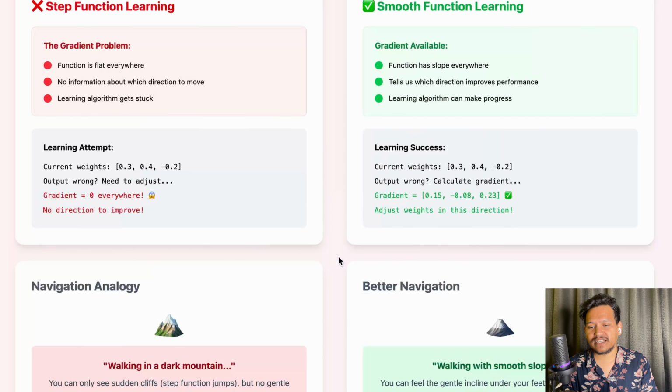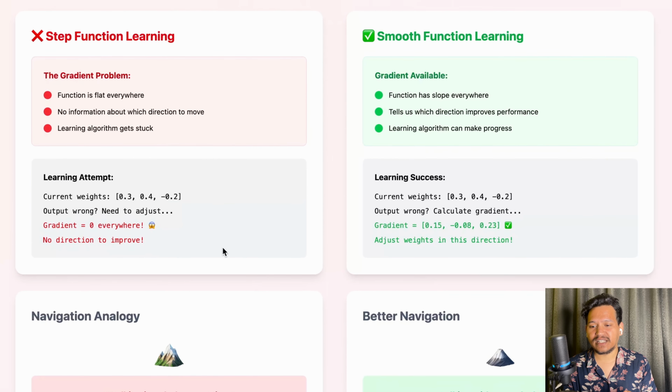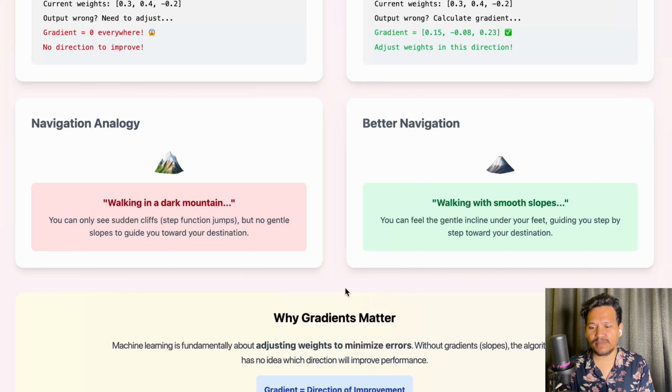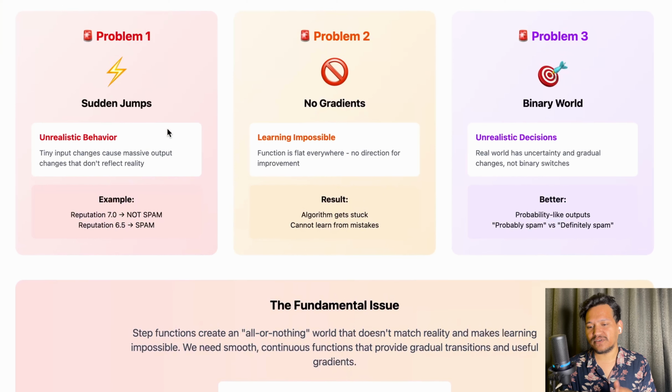So let's recap the perceptron problem. Step functions create sudden, unrealistic jumps. Tiny input changes cause massive output changes. There are no gradients to guide learning. Real-world decisions are usually gradual, not binary. The solution we need: smooth, S-shaped functions that gradually transform from 0 to 1.